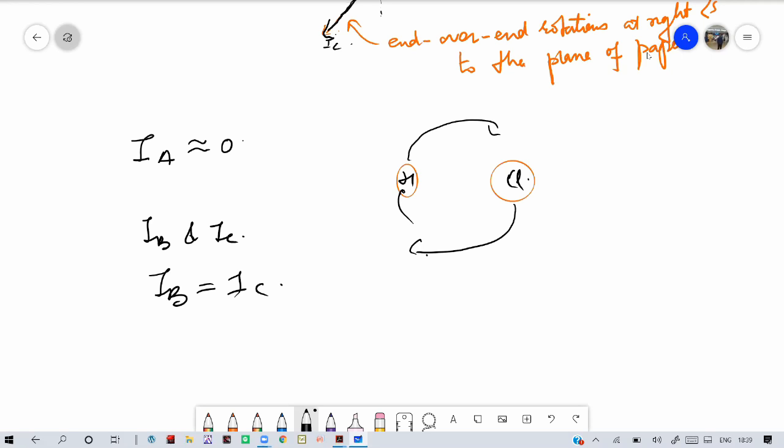In this case, when it rotates in the plane of paper, it is end over end rotation. So one end moves here, it comes here. So at one time, these two ends will cross each other. So it is end over end rotation actually.